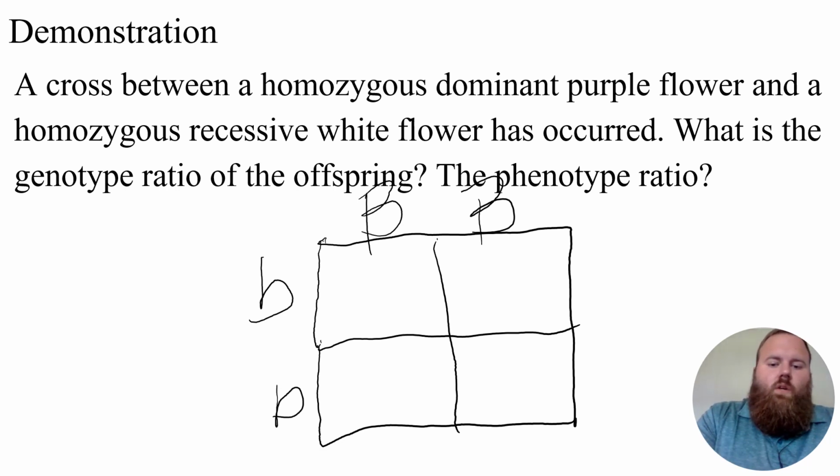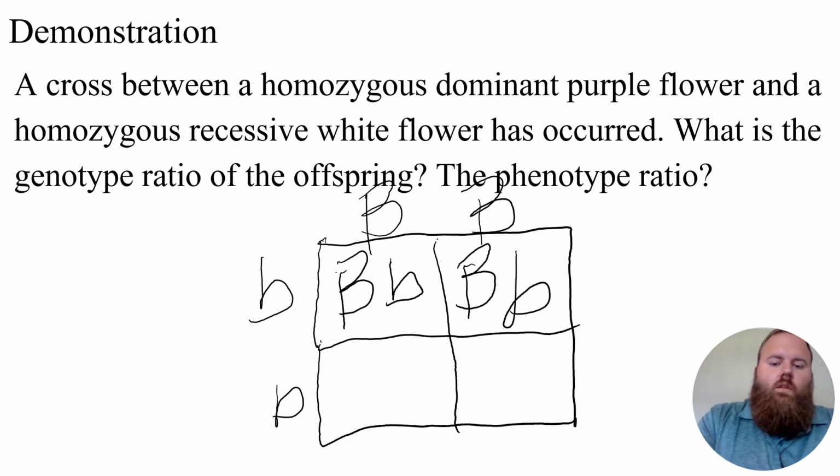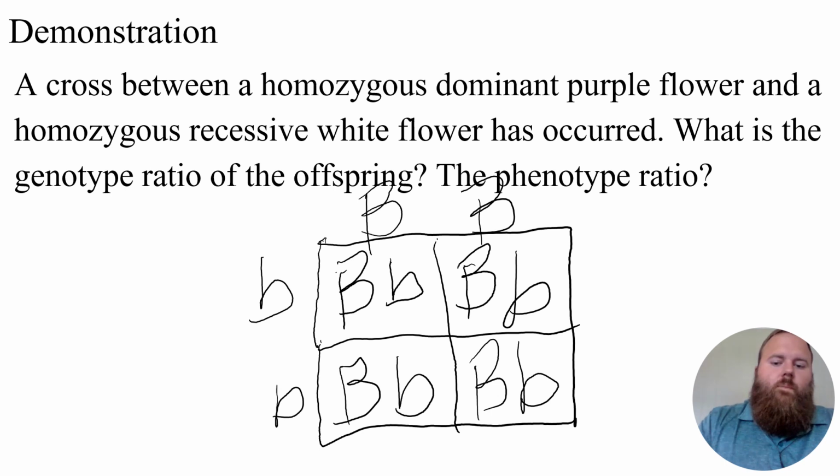So the first thing you do is bring down a letter from the top. In the first box, you'll get a capital B, and one from the side, you get a lowercase b. You bring one down from the top for the second box, and one from the side. So our first two boxes are big B, little b, big B, little b. Then for our third box, one from the top again, so capital B, and lowercase b. And then one from the top and one from the side again, you get capital B and lowercase b. So our Punnett square is done. We've dropped all of our letters in their appropriate squares.